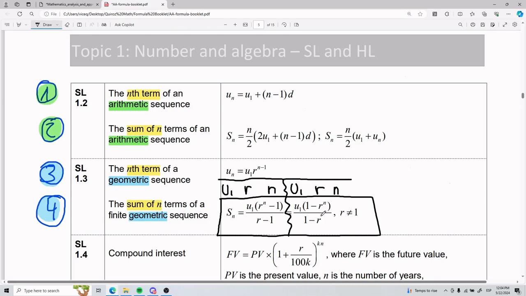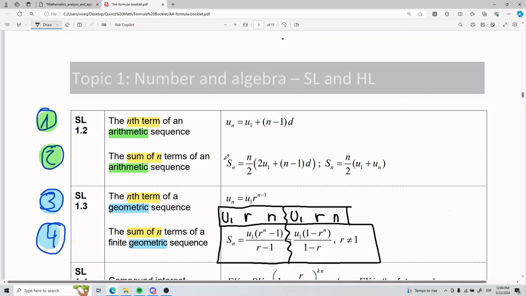They might be laid out differently. For example, the bottom has r minus 1, while on the other one you have 1 minus r. But technically, they're asking for the same stuff. There aren't different variables here that they're asking for. And so, intrinsically, they're the same.